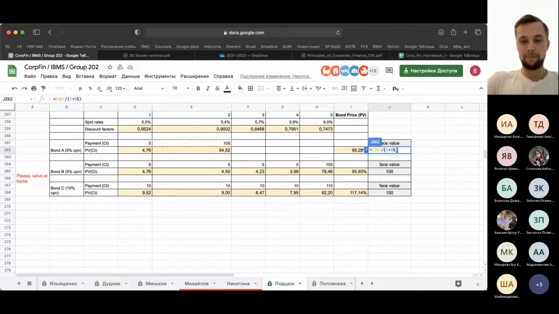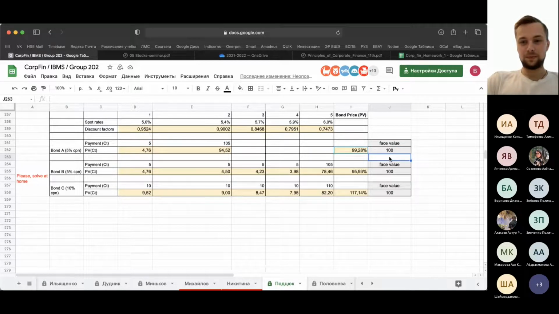And so actually, for everybody to be on the same page, it's clear from here that if we have a coupon of 5 and here we have 105, the face value is 100. But it's nice that you calculated it in a formal way.